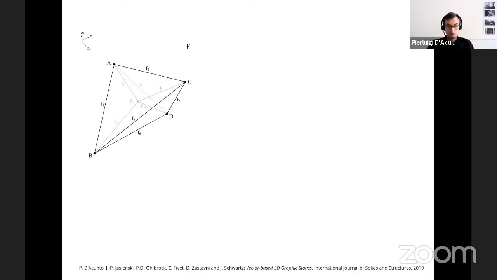Going a bit more in depth into this, for a structure in static equilibrium regarded as a form diagram, F, like this self-stressed tetrahedron, a vector-based force diagram can be built node by node.